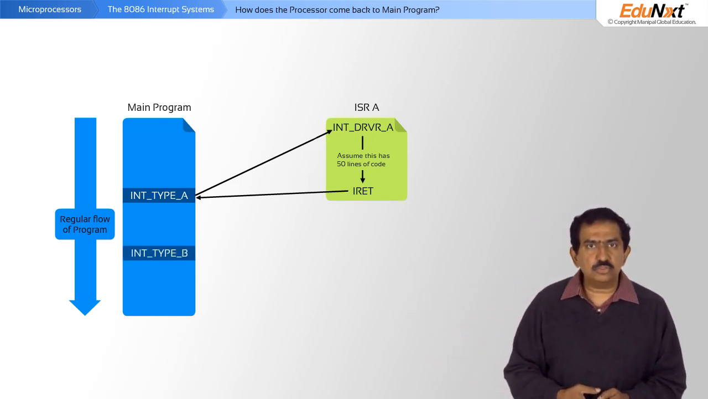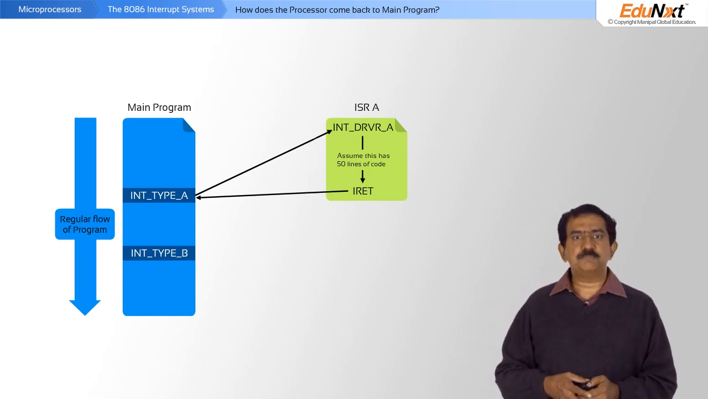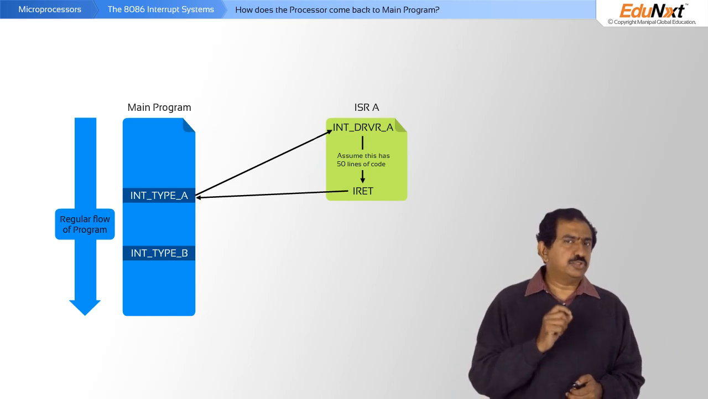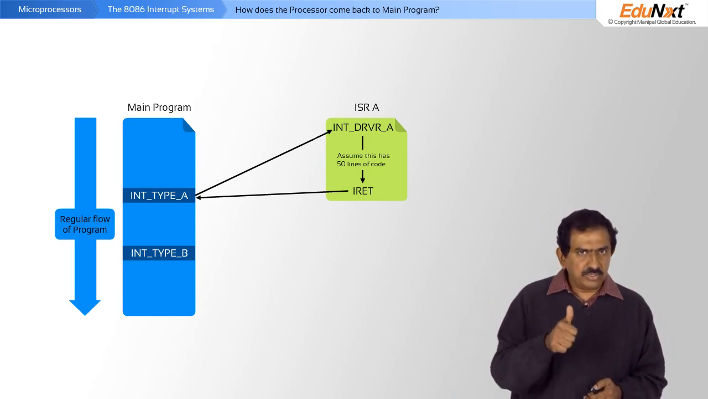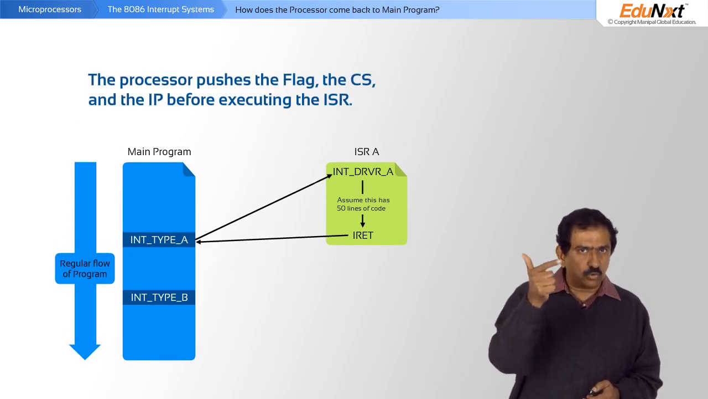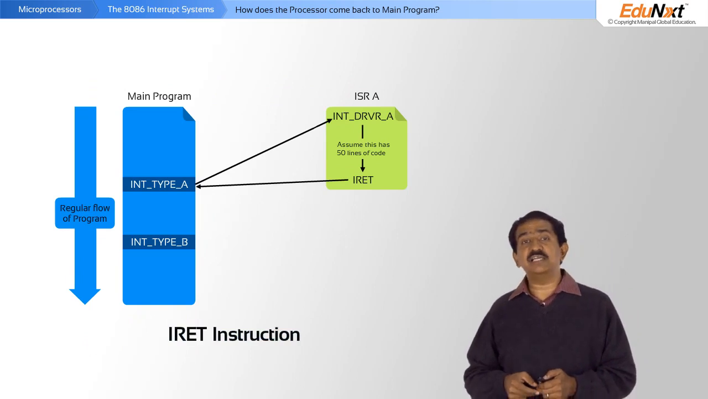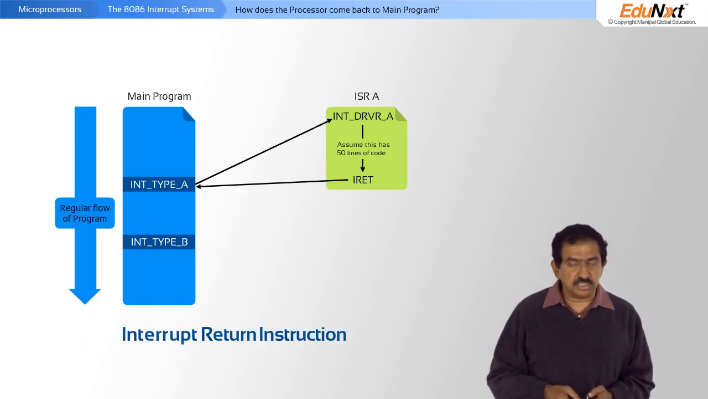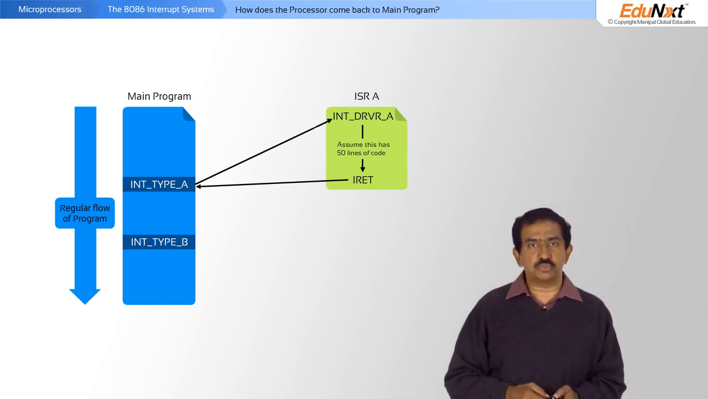Remember this is similar to what happened in a procedure. There is one big difference, right? The processor needs to know when to come back, when it has finished executing the interrupt. Remember, in the case of an interrupt, we are pushing the flag, the code segment and the instruction pointer. All of this is managed by the magic of the IRET instruction, the interrupt return instruction. This is different from the RET instruction that was used for procedures.